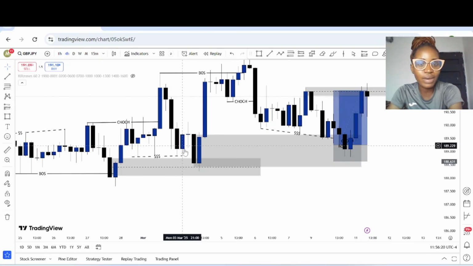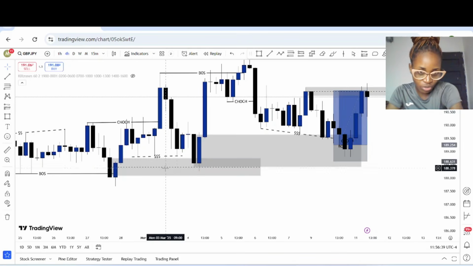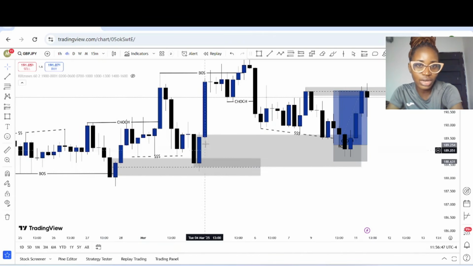So the market came back here, acted as if it was going to respect this fair value gap here. That's why I prefer order blocks. It acted as if it was going to respect this fair value gap here and tapped into this order block here. You can see it tapped into this order block and started pushing to the upside like this.